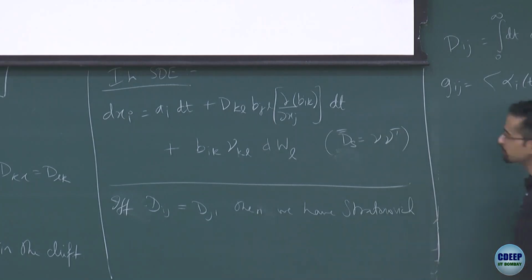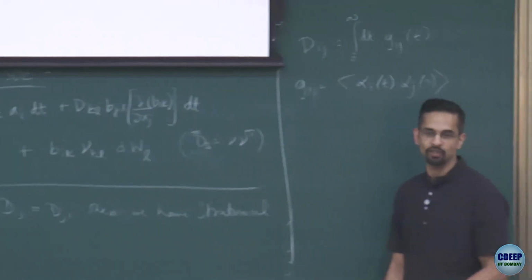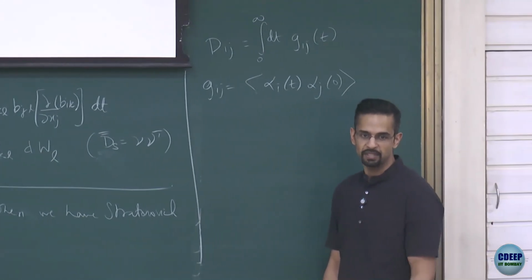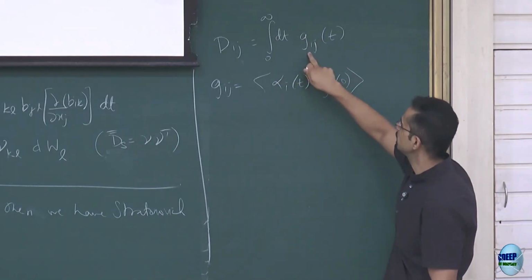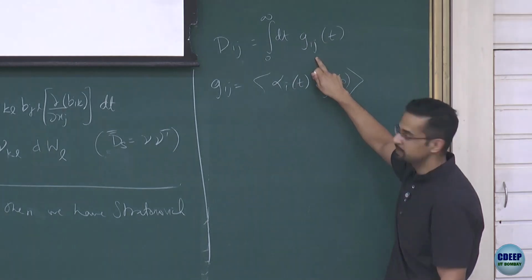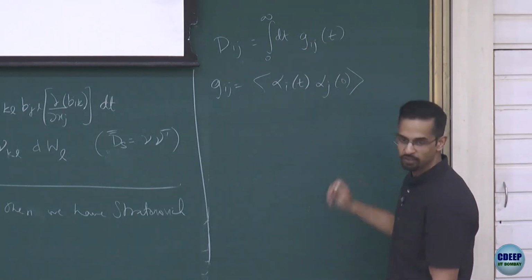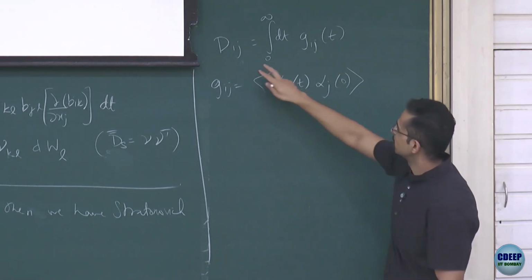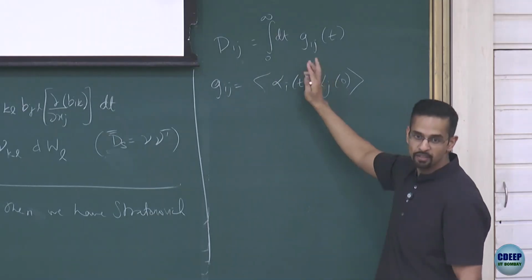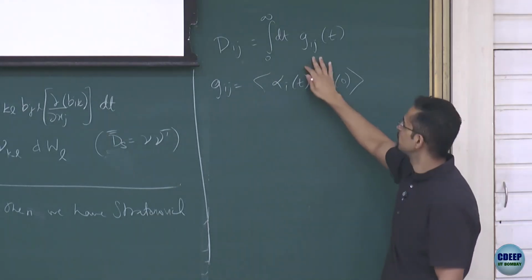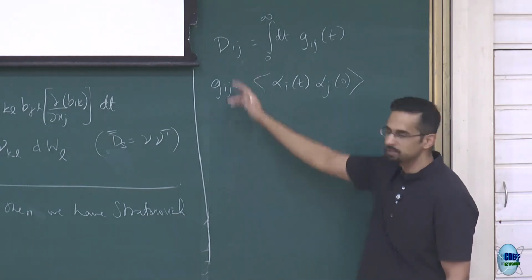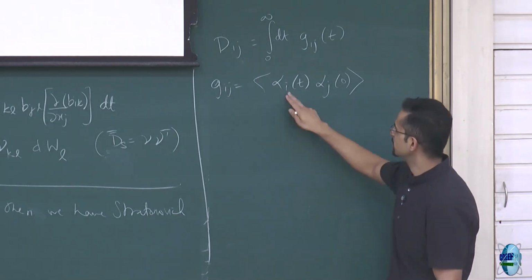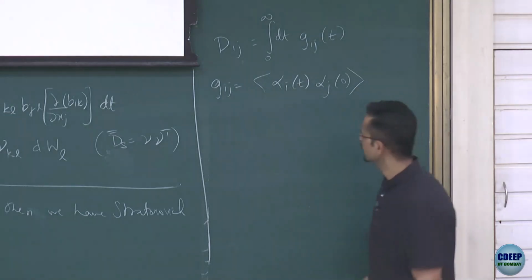So now the question is, what does the symmetry or non-symmetry of D mean? If you look at D again, it's the time integral from 0 to infinity of the autocorrelation function G, which is just alpha i at t and alpha j. So this would be symmetric if Gij was symmetric. If Gij is equal to Gji, then this would be symmetric. So let's look at Gij. That is by definition this.